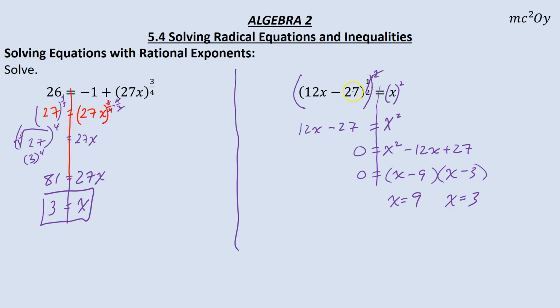3 12s, 36. 36 minus 27 is 9. Root of 9 is 3. We're good. 12 nines is 108. 108 minus 27 is 81. The root of 81 is 9, so we're good. They both work out. All right.